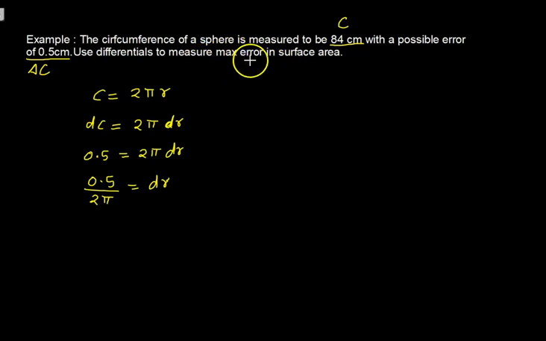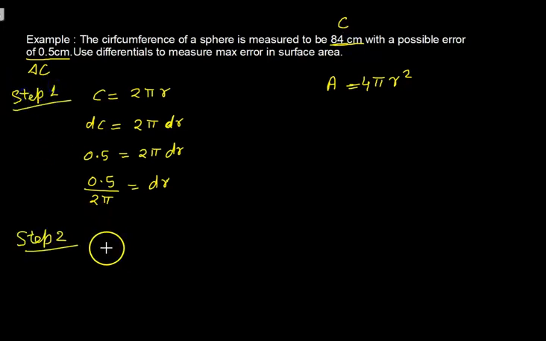Here we need to find the maximum error in surface area. That means we are going to use the formula for surface area, 4 pi r squared. We don't have any value of r given here, but we can find the value of r using the given value of C, the circumference. We can say this is step 1. In step 2, we can find the value of r using the circumference value.